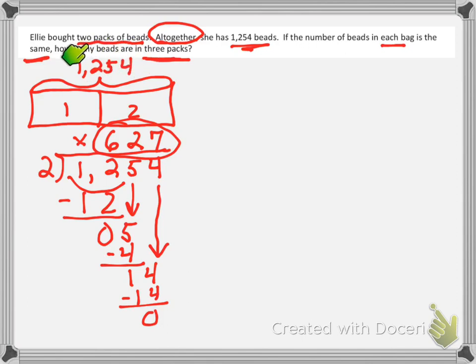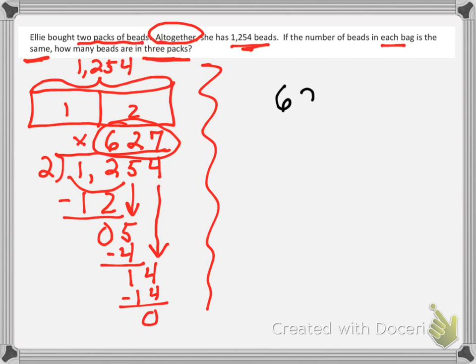But now the question says, how many beads are in 3 packs? We figured out that there was 627 in 1 pack, and in 2 packs there's 1,254. But now they want to up it to 3 packs. So what we must do is we're going to have to do a second part to this problem. And the second part is that we're going to have to multiply. We're going to take how much is in 1 pack, 627, and we're going to multiply by 3, because they want to know how many total are in 3 packs.